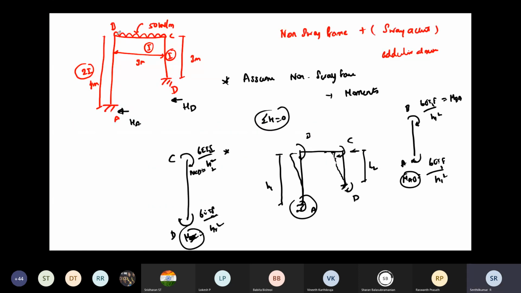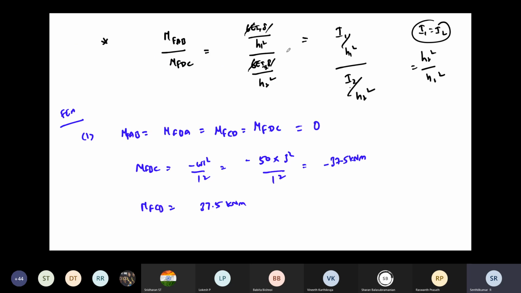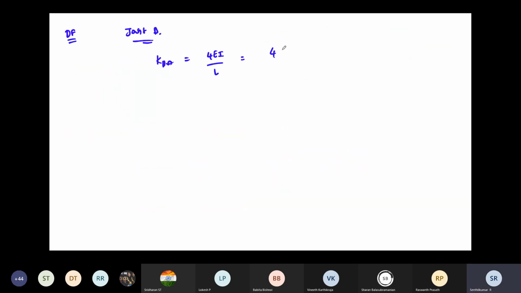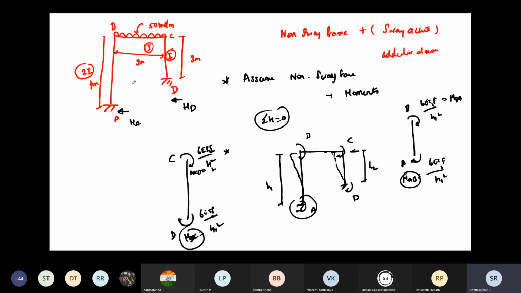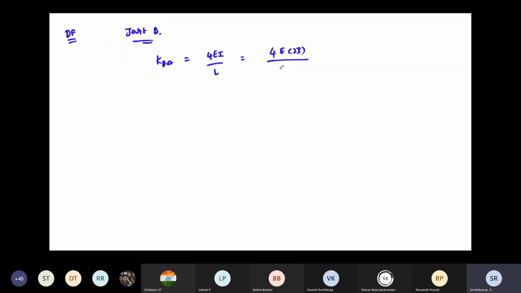Next one is distribution factor. So how many joints are there? B and C. At joint B, if I apply the moment, BA and BC have to take it, and at C, CB and CD. So at joint B, what is our distribution factor? K_BA. K_BA is 4EI by L. So 4E into 2I, by L, the length of the beam is 4 meter.